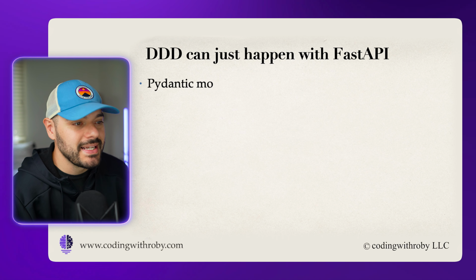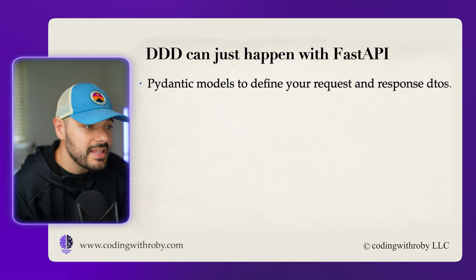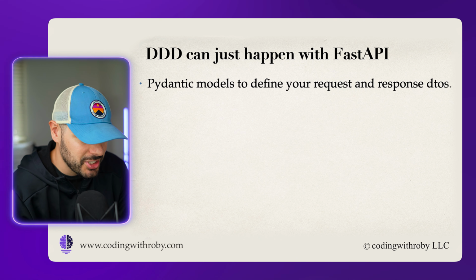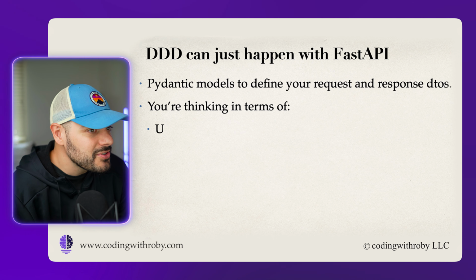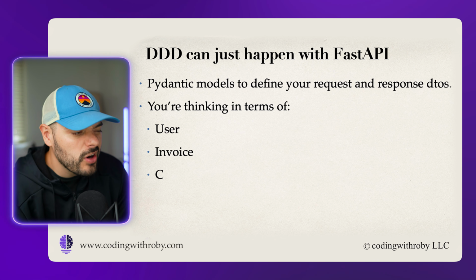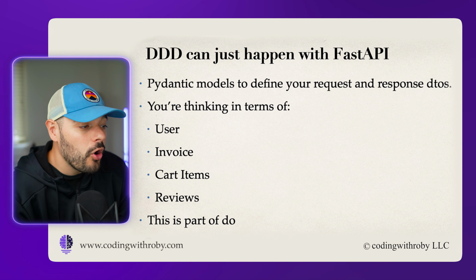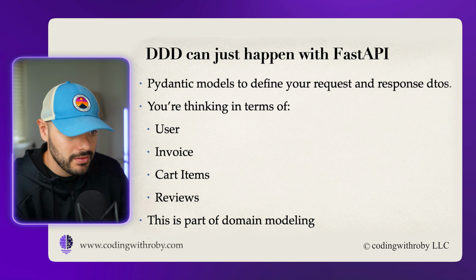But when you build a FastAPI app, domain-driven design just kind of happens. You create a Pydantic model that defines your request and response DTOs, and those models mirror your business logic. You're not just tossing dictionaries around like how people think Python developers do. You're thinking in terms of the user, the invoice that the user might need, the cart items, the product reviews if we're dealing with an e-commerce store. This is all part of the domain modeling. That's DDD without any kind of thinking or a headache.